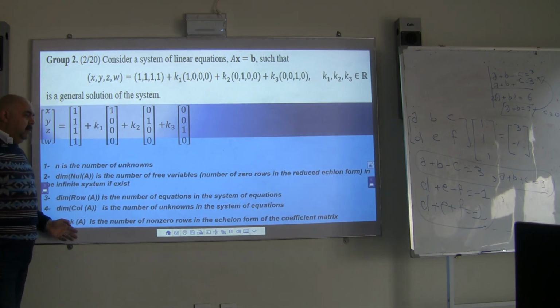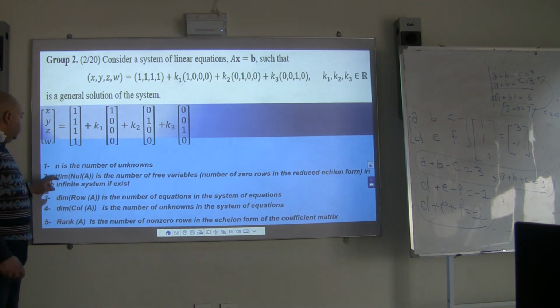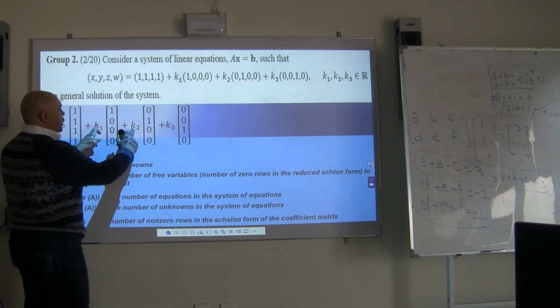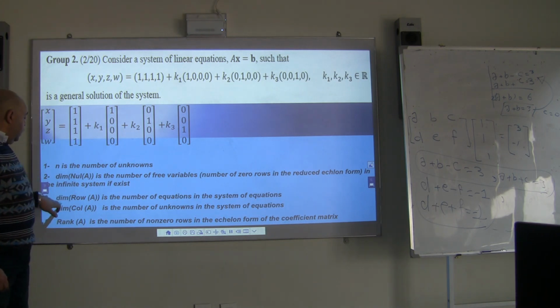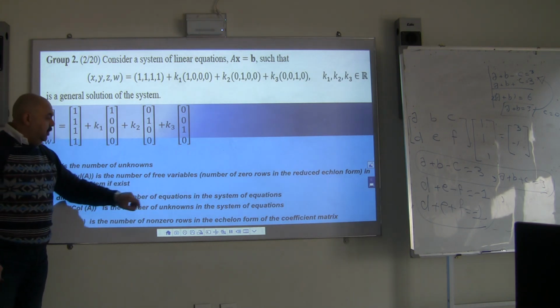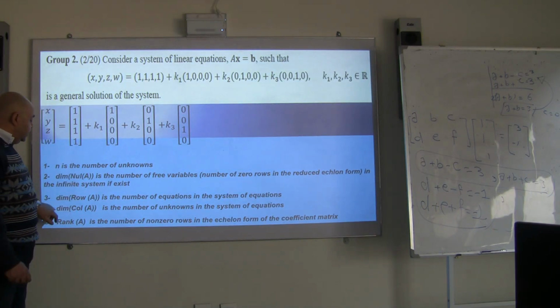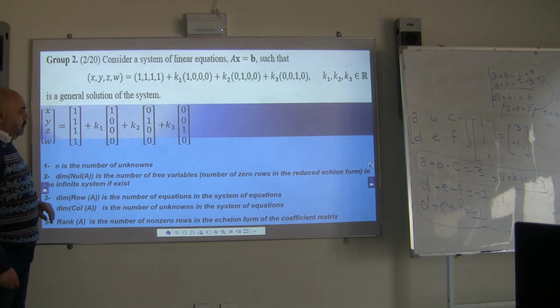I want you to remember these remarks. We really did go through them early in the morning today. So n is the number of unknowns, and the dimension of the null space of A is the number of free variables. This is 1, 2, and 3. So the null space here is 3. Keep it in mind. The dimension of the row space of A is the number of equations, since I started with a certain number of equations. The dimension of the column space of A is the number of unknowns. I have 4 of them.